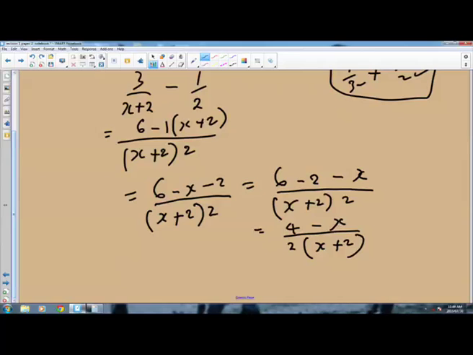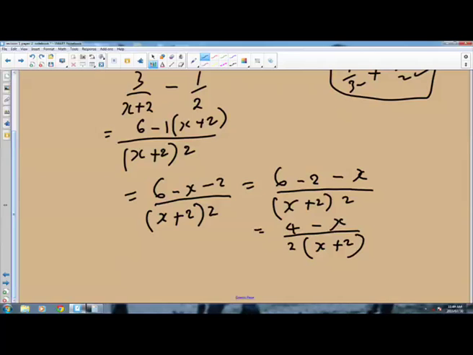Remember, in this question, you have to take care of the negative sign here, which is multiplying the terms inside the bracket. And usually this is where students make mistakes. Make sure that the negative one is multiplying everything inside the brackets. And then upon simplifying this question, we found the answer to be 4 minus x divided by 2, open the brackets, x plus 2. Right, this is how we solve this question.